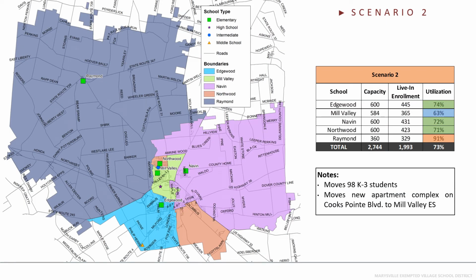The map on this slide shows scenario 2. In this scenario, Edgewood will be utilized at 74%, Mill Valley at 63%, Naven at 72%, Northwood at 71%, and Raymond at 91%. This scenario also moves 98 K-3 students. Again, Mill Valley's lower utilization is to account for growth from the new apartment complex on Cooks Point Boulevard, and Raymond's boundaries remain unchanged in this scenario as enrollment is projected to decrease over the next 5 years.